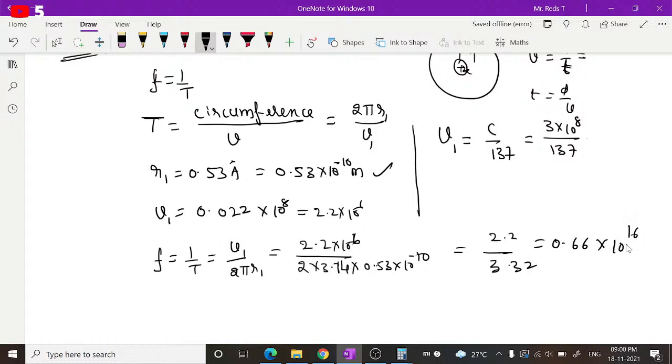You will get 16. What is this? Hertz. But options are given in terms of 6.6. So 6.6 means one power will reduce. So F will be equal to 6.6 into 10 to the power 15 Hertz. Okay. Right.